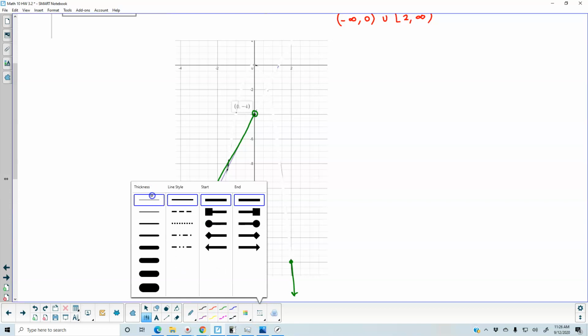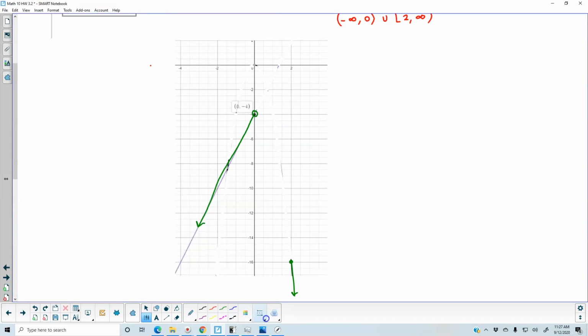Now again, let's take a look at the domain of the function. That means we're going from negative infinity all the way to 0 with an open circle. So that's why we have our parenthesis. And then we're going to start at 2 with a closed circle. So we have our bracket going towards positive infinity.